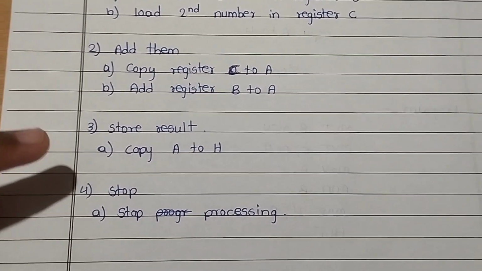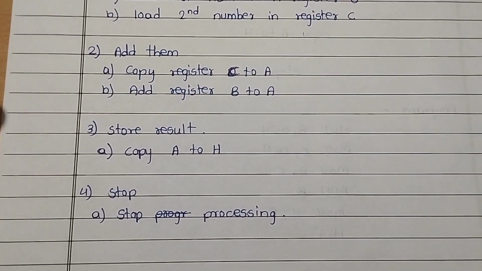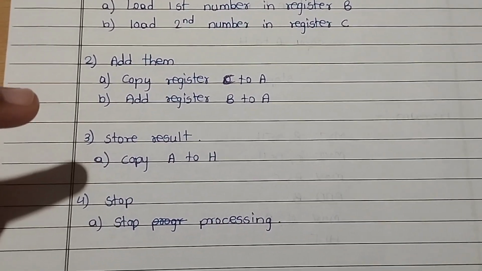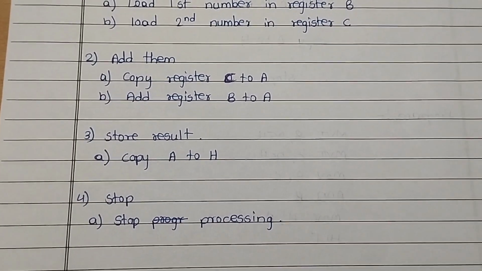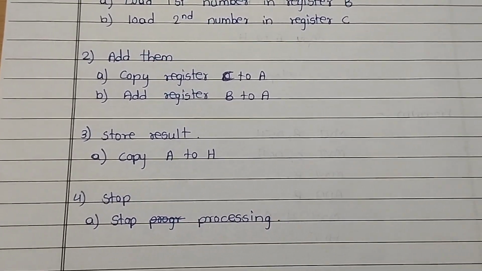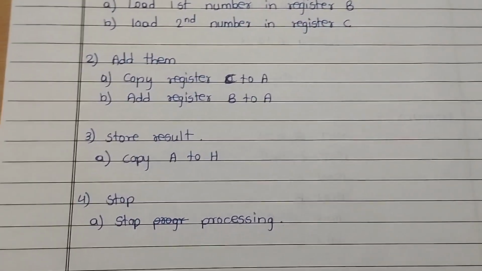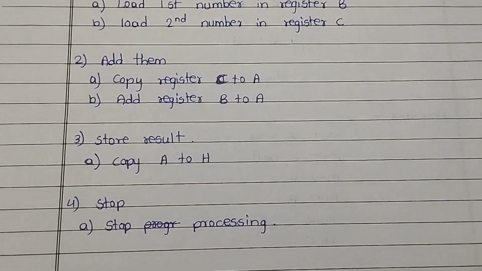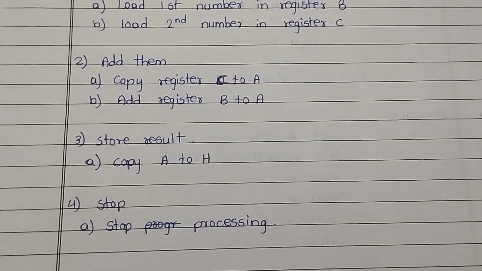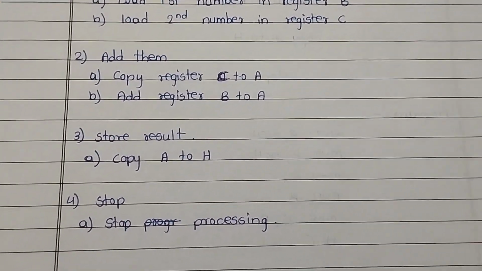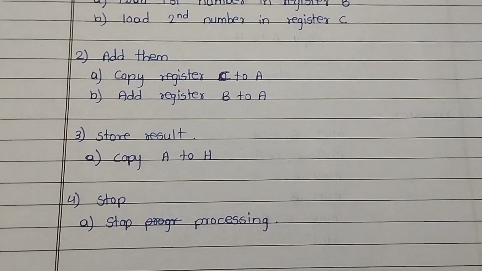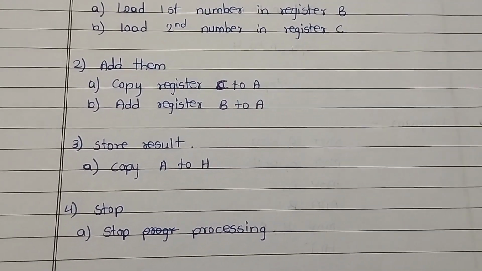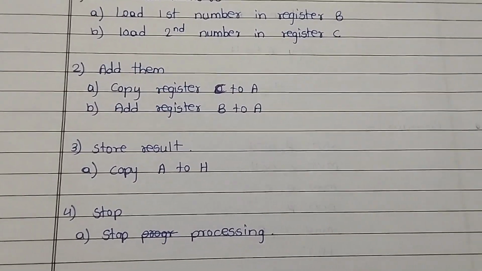Now third step, store result. When we add any register with the accumulator, the result is stored in the accumulator. Now we want to store the result in the H register. For that purpose, copy A to H. It means copy the result from A to H, and now stop the processing. So in this way we write the algorithm. I hope you understand how to write the algorithm.